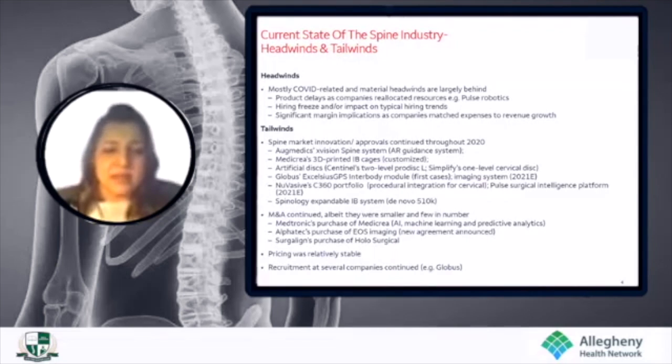The other tailwind I would say is that M&A continued, but it was definitely smaller and fewer in number. Medtronic purchased Medicrea, Alphatec purchased EOS Imaging, or at least they've announced a new agreement. Surgalign purchased Holo Surgical. So I think M&A continued, which is positive. I would say pricing was relatively stable in 2020, which is a bit surprising, but that's what we've heard so far. And recruitment actually did continue at some companies, for example, Globus.